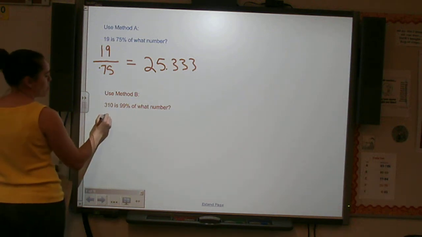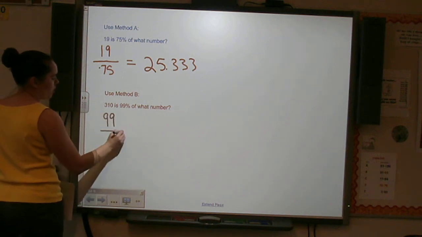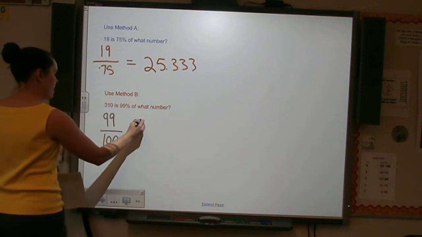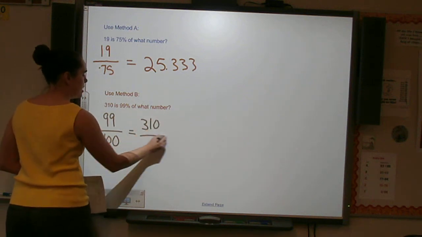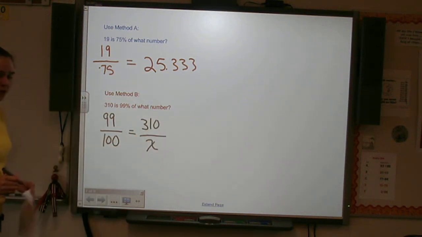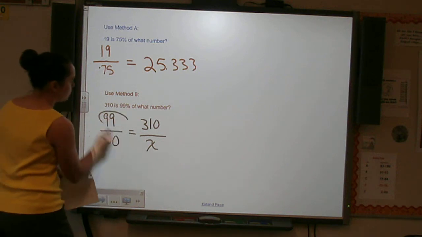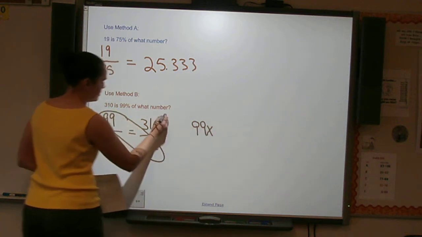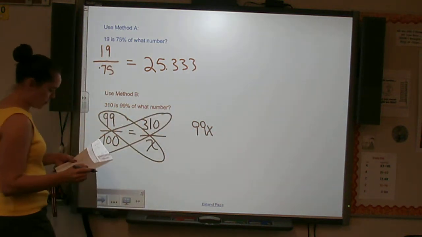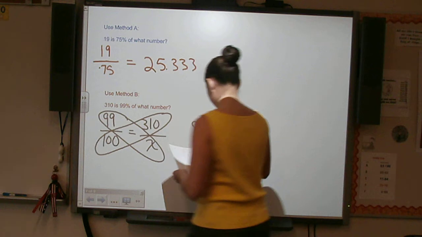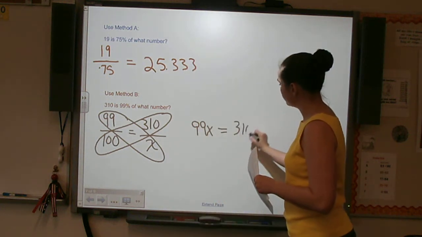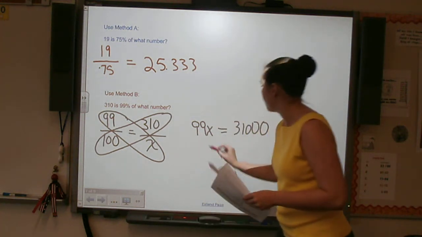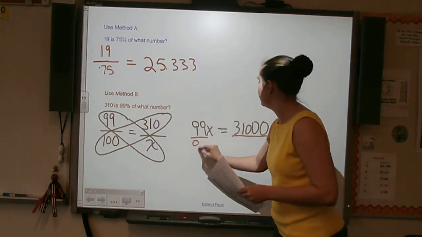Okay. Use method B. 310 is 99% of what number? So now we set up our proportion. 99 is our part out of our whole, 100%. Alright, we have our part is 310. We're looking for our whole. Okay, so now we're going to cross multiply. 99 times x is 99x. 100 times 310 is 31,000. And then we solve for x, divide both sides by 99.